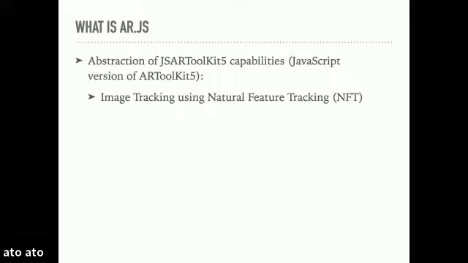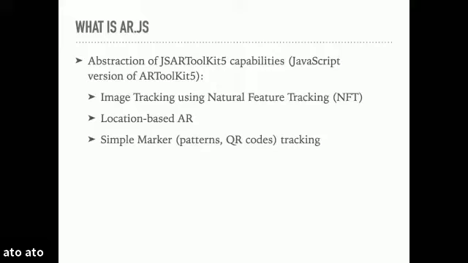Image tracking, using natural feature tracking, so it can recognize a photo if you can train it to recognize that photo. It gives you location-based AR, a kit to develop your own GPS-driven location experience. And then it also gives you simple pattern recognition or marker recognition for recognizing lots of patterns or QR codes within a single AR experience. You can use AR.js on top of A-Frame, or you could use it just on Three.js alone.